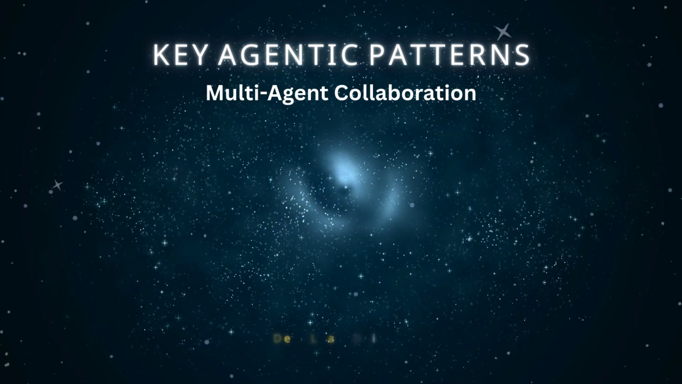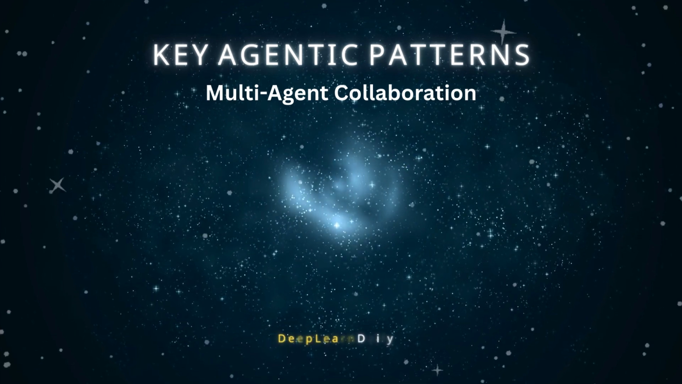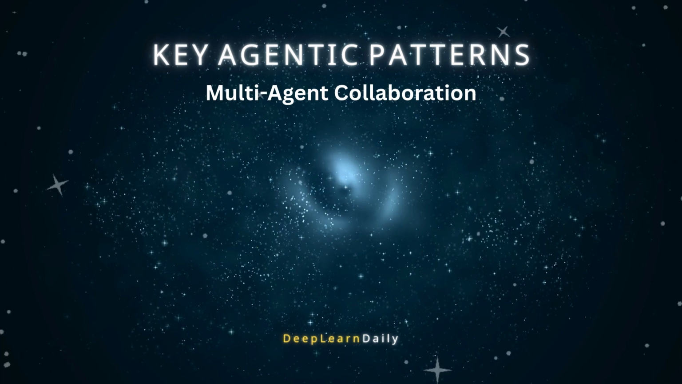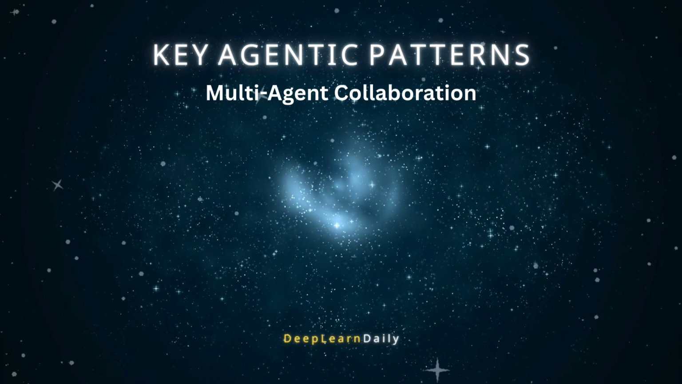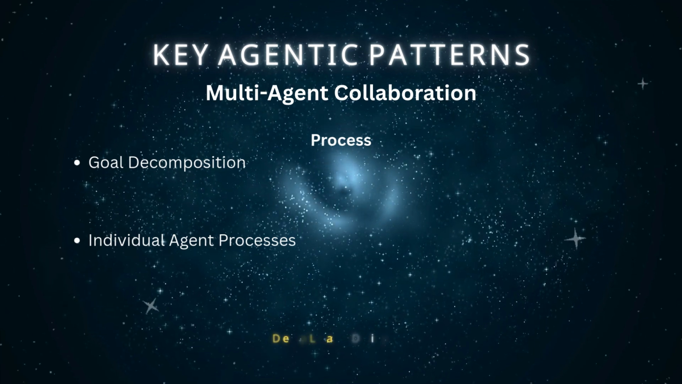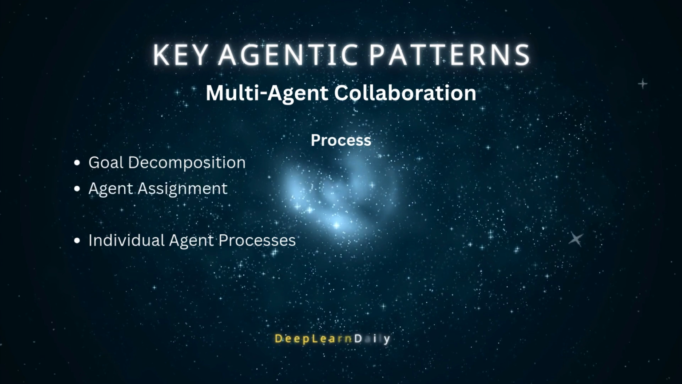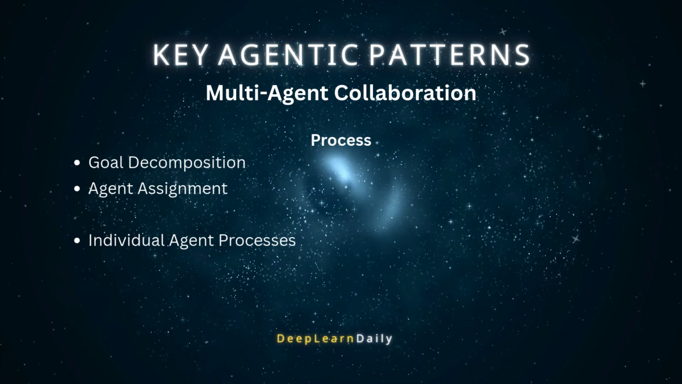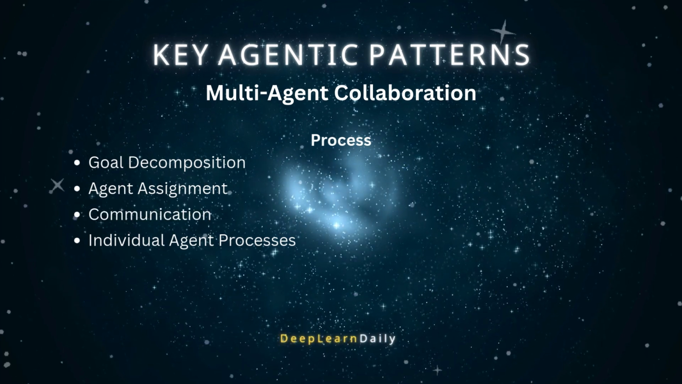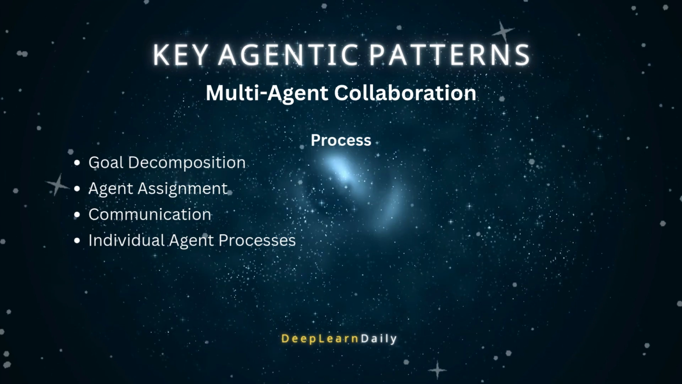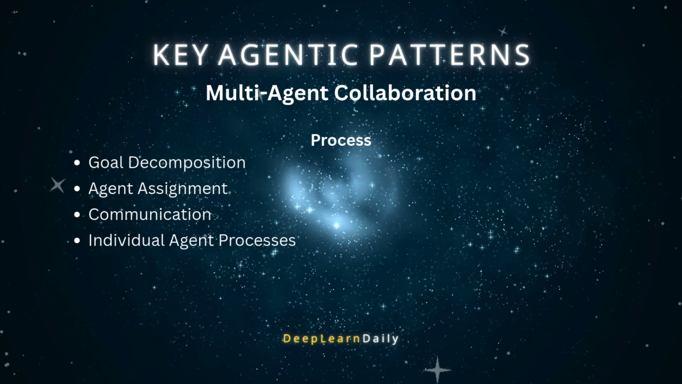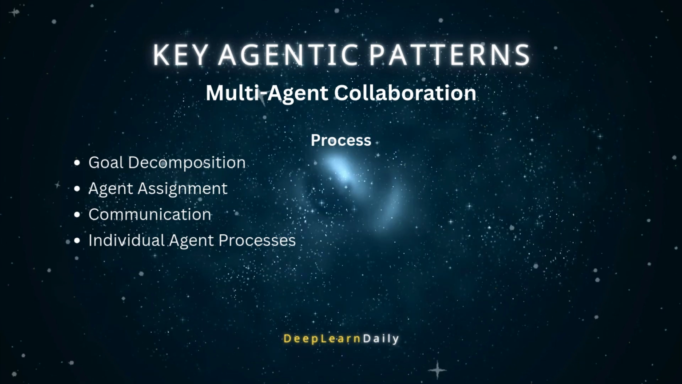Multi-agent collaboration. This pattern involves multiple autonomous agents working together to achieve a common goal. Each agent might have specialized roles, capabilities, and responsibilities. Goal decomposition. A complex goal is broken down into smaller subtasks. Agent assignment. Different agents are assigned to specific subtasks based on their expertise. Communication. Agents communicate with each other to share information, coordinate actions, and resolve conflicts. This communication can be structured or unstructured.